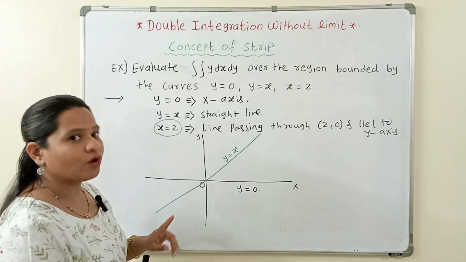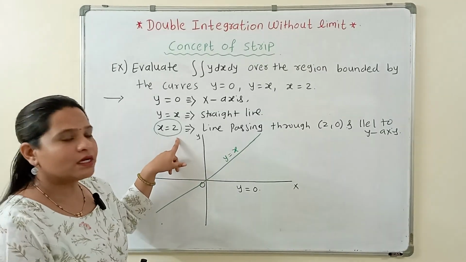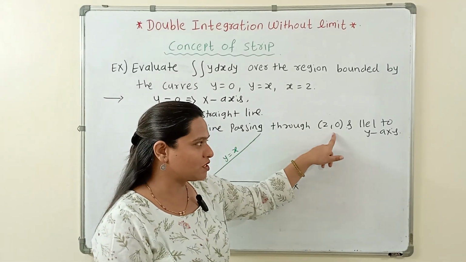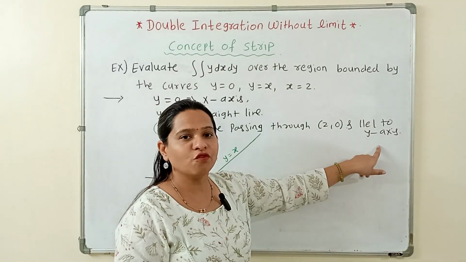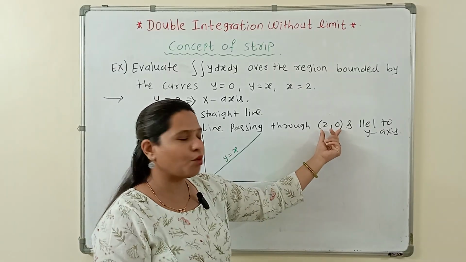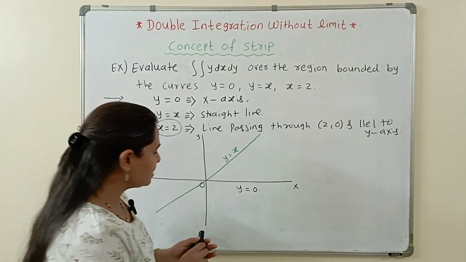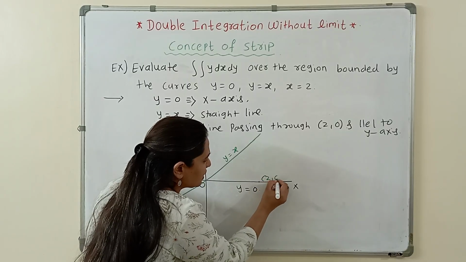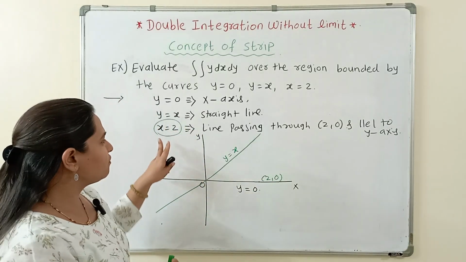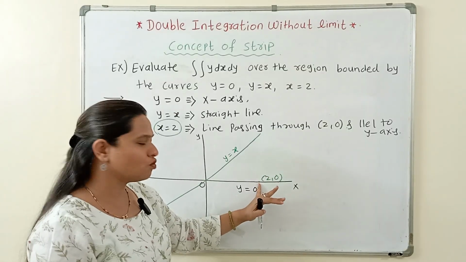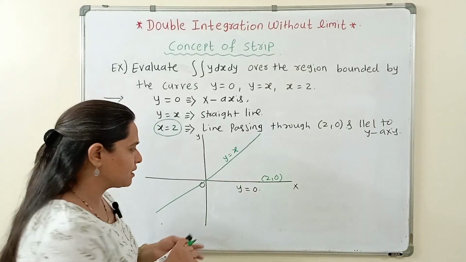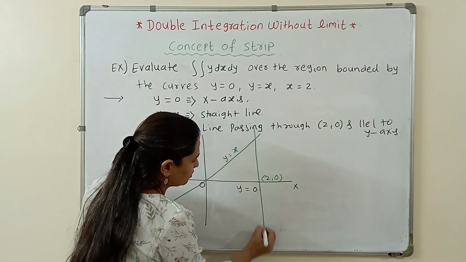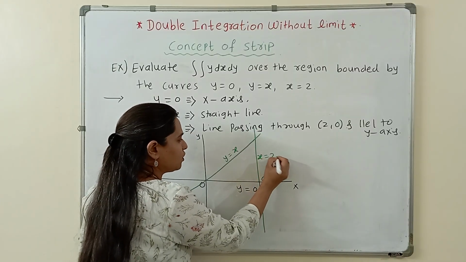And the next curve is x equal to 2. Now we know that x equal to 2 is a line passing through point 2, 0, and this line will be parallel to the y-axis. So first we will place this point 2, 0 which is on the x-axis. This 2, 0 point will be here on the x-axis, and then x equal to 2 represents a line passing through this point 2, and that line will be parallel to the y-axis. So let us draw this line. This line will be like this. And the equation of this line is x equal to 2.